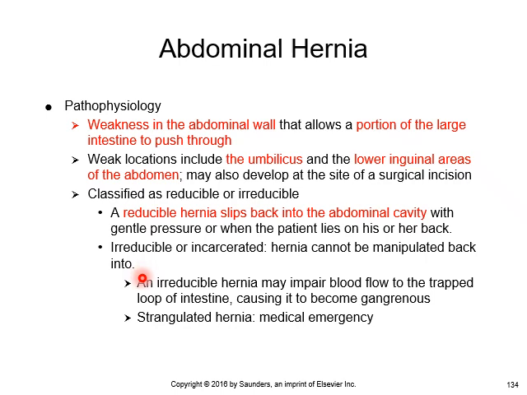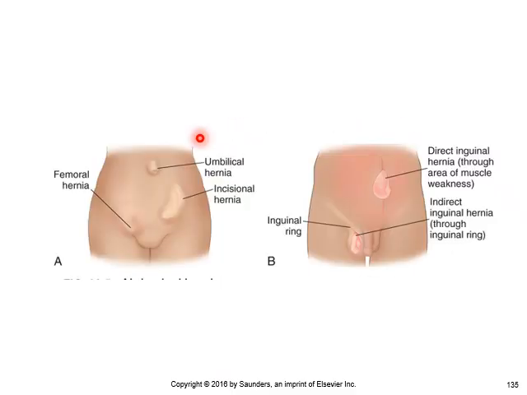Between the two, the irreducible hernia is problematic because it may impair blood flow to the trapped loop of intestine, causing it to become gangrenous, like the strangulated hernia. That is a medical emergency. This is how it looks like. So umbilical hernia, femoral hernia, then could be direct inguinal hernia or indirect inguinal hernia.